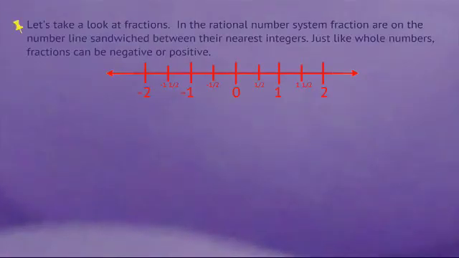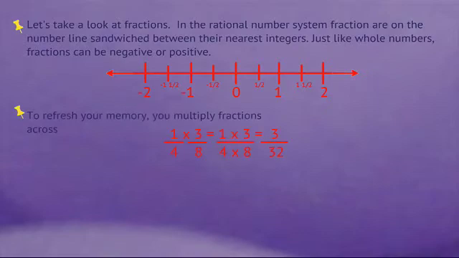Let's take a look at fractions. In the rational number system, fractions are on the number line sandwiched between their nearest integers. Just like whole numbers, fractions can be negative or positive. To refresh your memory, you multiply fractions across. So 1/4 times 3/8 equals 1 times 3 over 4 times 8, which equals 3/32.